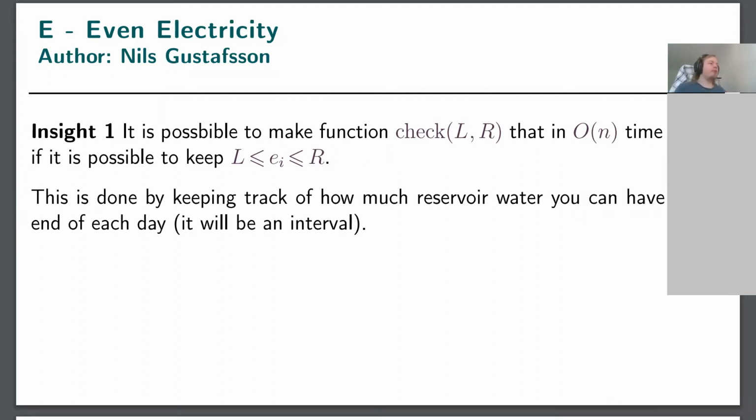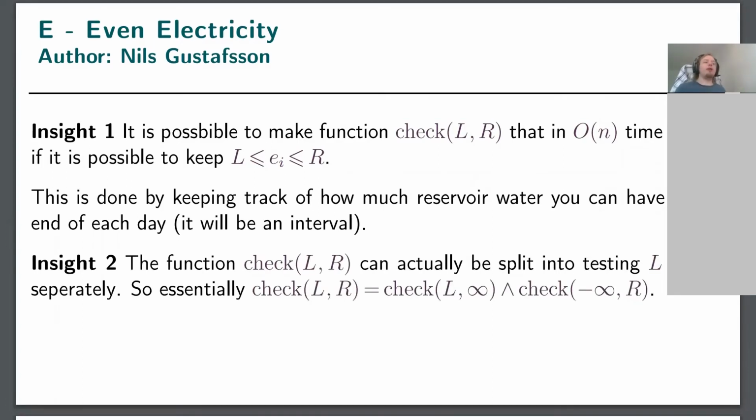How we do this is we simulate from day 1 up to day n, and we keep track of how much water we can have in the reservoir at the end of day i. If you think about it, it will actually be an interval. So we could end day i with an interval of water, where at most it is this much, and the least amount is this much. Okay, so you can basically do this check(L, R), but that's not solving the problem straight up.